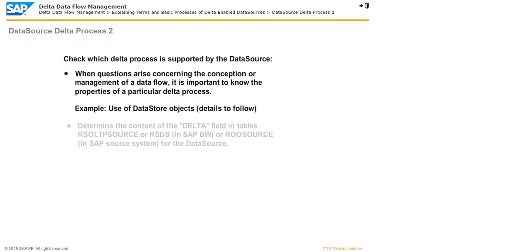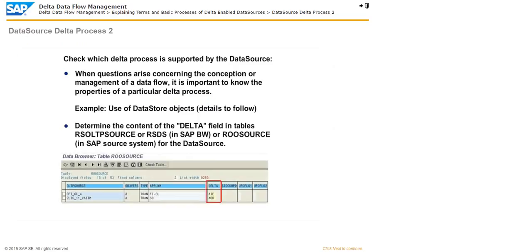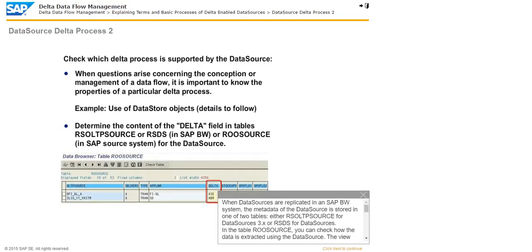When data sources are replicated in an SAP BW system, the metadata of the data source is stored in one of the two tables, either RSOLTPSOURCE for data sources 3.x or RSDS for data sources. In the table ROOSOURCE, you can check how the data is extracted using the data source.